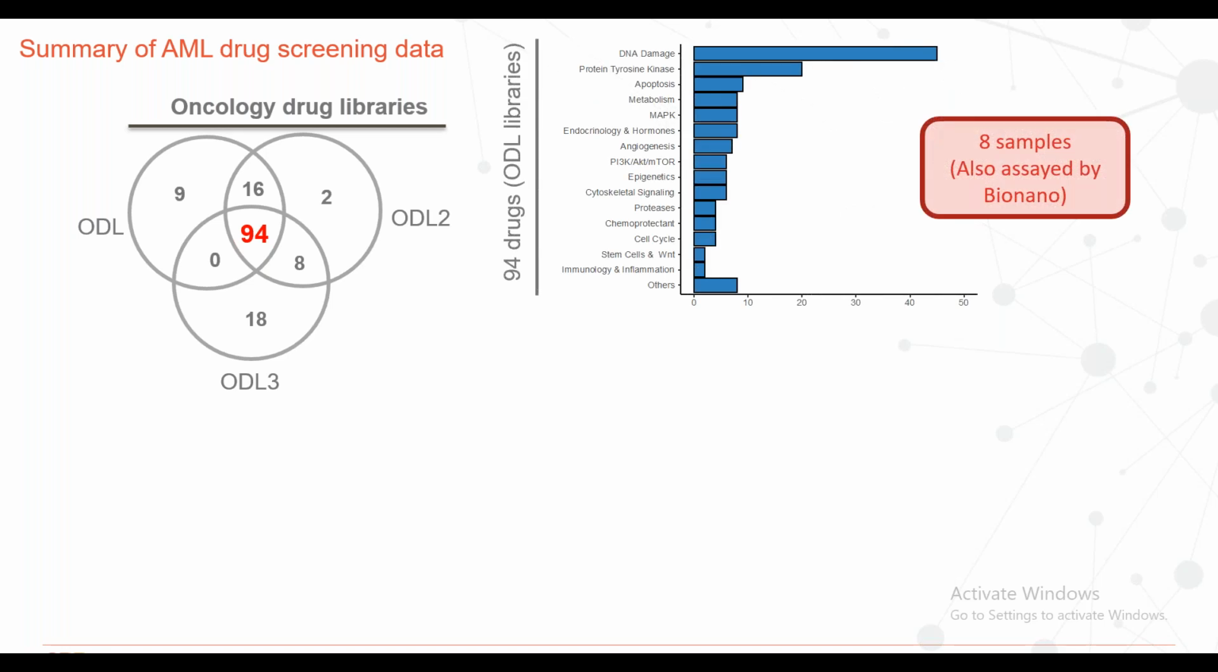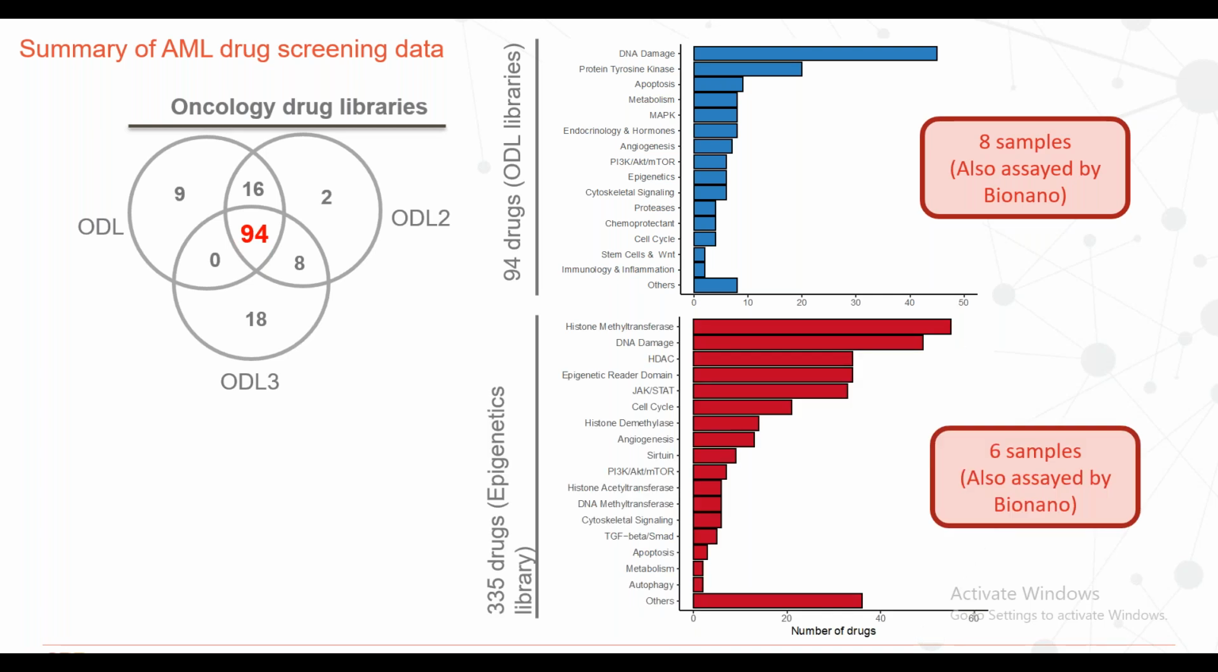This is a summary of the types of targets of these small molecules in the ODL libraries. The biggest class of drugs is related to DNA damage, and you can see that there are also targeted small molecules that have targeted targets in oncology. Out of the 8 samples assayed by Bionano, those samples were also screened with these ODL libraries, and I'll show you some of the preliminary results from that. Some of these samples were also screened with the epigenetic library. There are 335 drugs in this library, targeting mostly epigenetic markers.